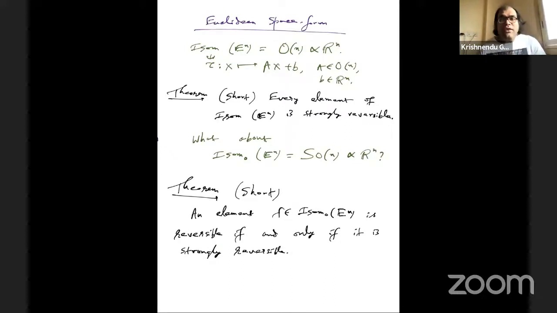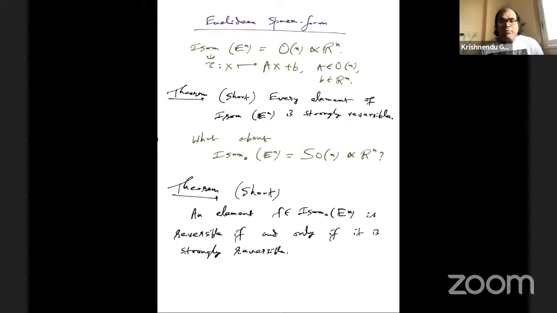Now, what about the Euclidean space form, which is the group you get when you take a semi-direct product of the orthogonal group with R^n? You can realize the action of this group on E^n by isometries of the form x goes to ax plus b. By looking at this action, how do we classify reversible and strongly reversible elements in this group? This question was addressed by Ian Short around 2008, where he proved that every element of the full group of isometries of E^n is strongly reversible.